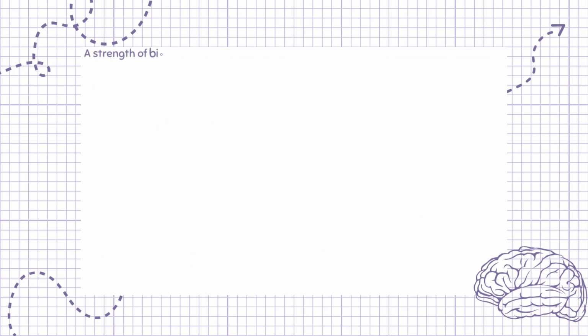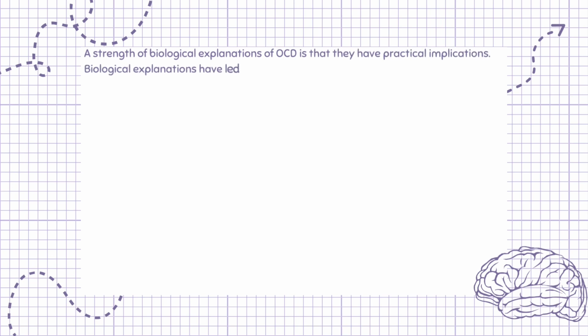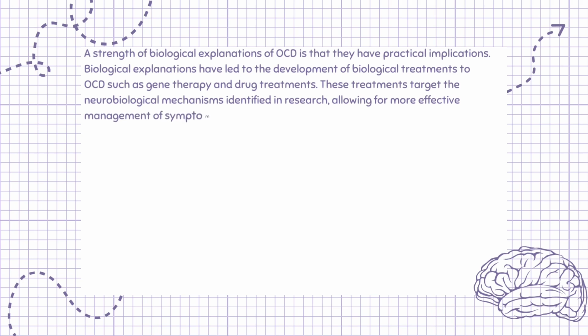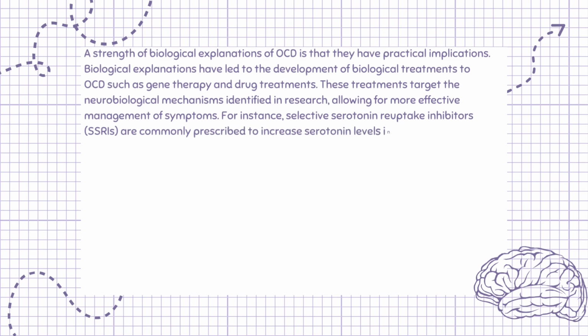A strength of biological explanations of OCD is that they have practical implications. Biological explanations have led to the development of biological treatments to OCD such as gene therapy and drug treatments. These treatments target the neurobiological mechanisms identified in research, allowing for more effective management of symptoms. For instance, selective serotonin reuptake inhibitors, SSRIs, are commonly prescribed to increase serotonin levels in the brain, which can help alleviate obsessive-compulsive symptoms.